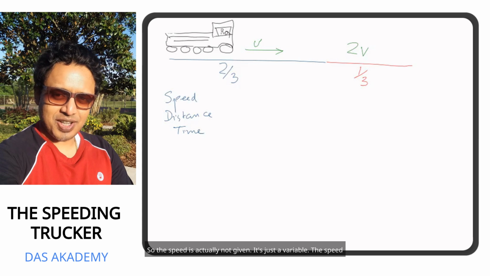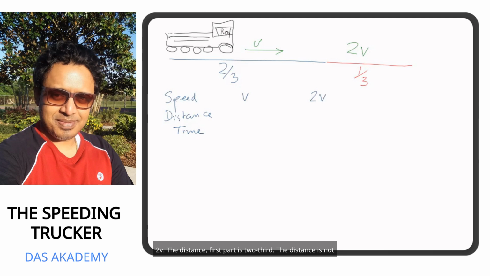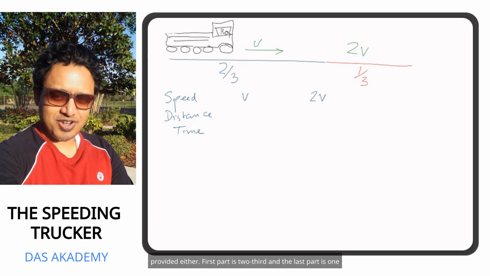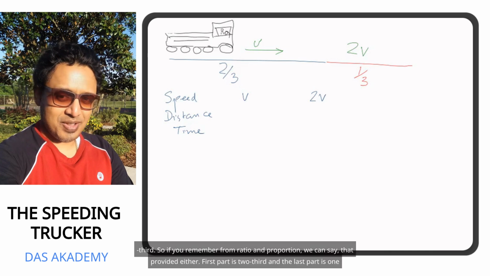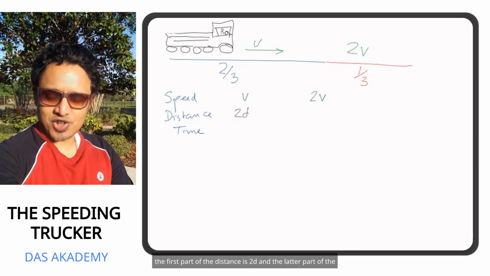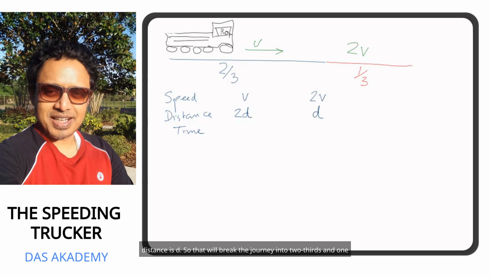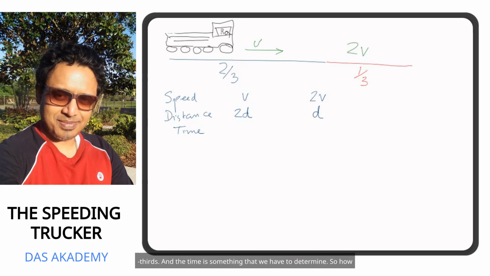So the speed is actually not given, it's just a variable. The speed for the first leg of the journey is v, and for the second leg it's 2v. The distance is not provided either. First part is 2/3 and the last part is 1/3. So if you remember from ratio and proportion, we can say that the first part of the distance is 2d and the latter part of the distance is d. So that will break the journey into 2/3 and 1/3.